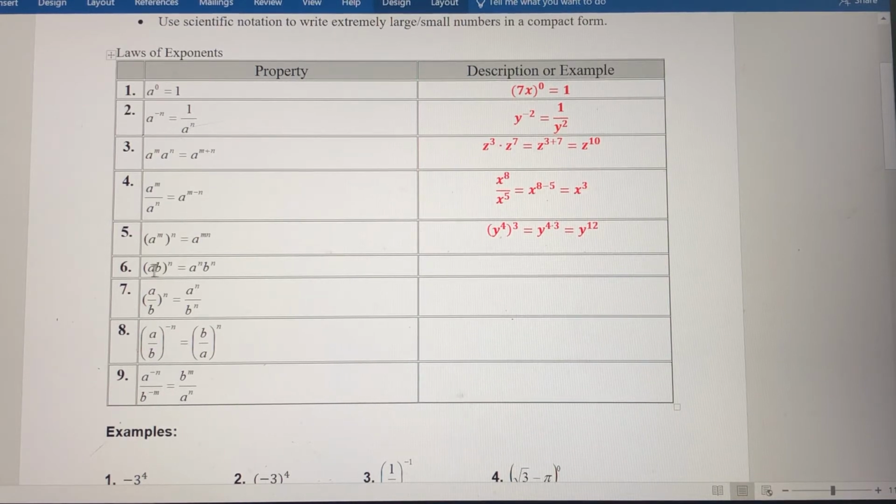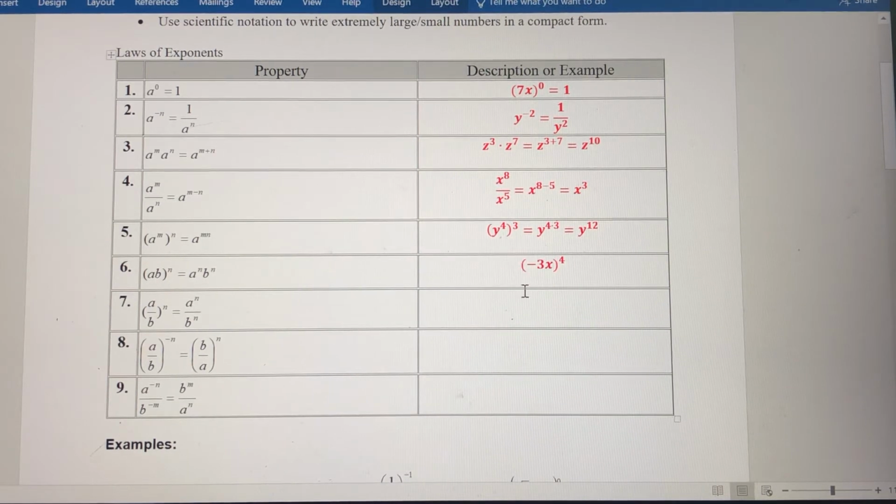In property number 6 here, I've got a product, a times b, raised to the nth power. Well, each factor of this product has to be raised to that power of n. So a to the n times b to the n. So both of these terms, if there are 3 factors in this product, then all 3 of those would have to be raised to the nth power.